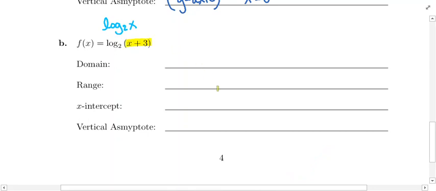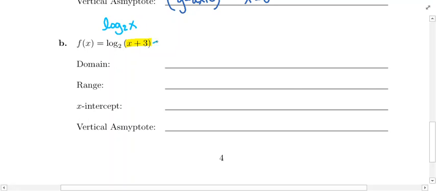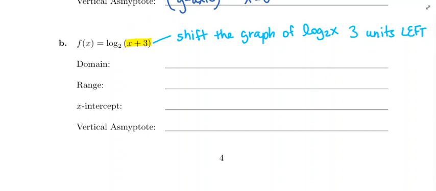Anytime you add inside parentheses, that indicates a horizontal shift. Since we're adding, that means we're moving to the left. So to get this function, all you need to do is shift the graph of log base 2 of x, that's our parent function here. We're going to shift it 3 units left, and we'll end up with the graph of log base 2 of x plus 3.